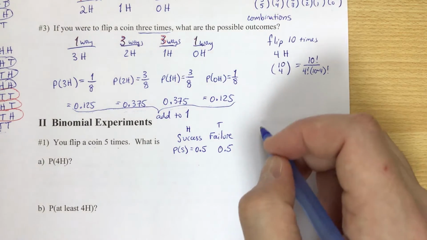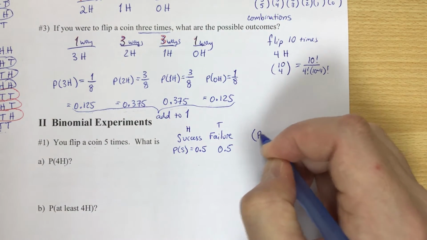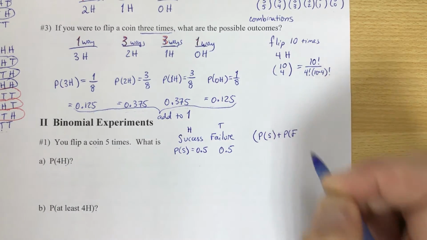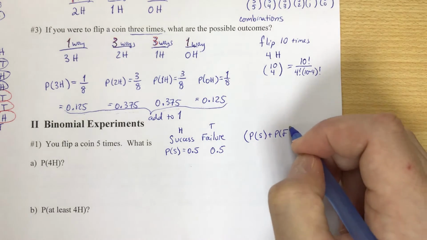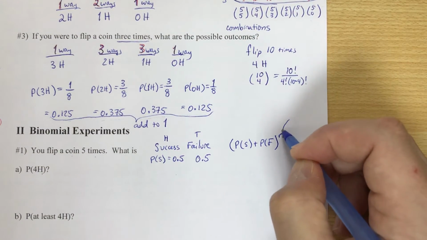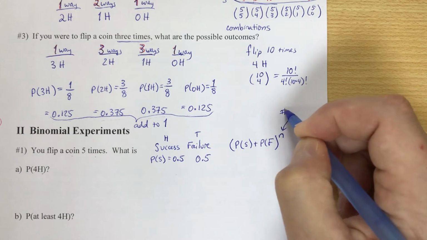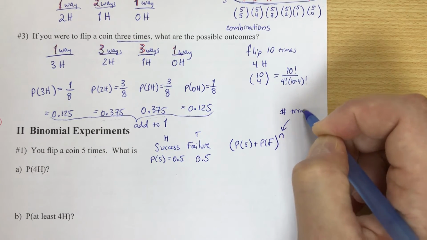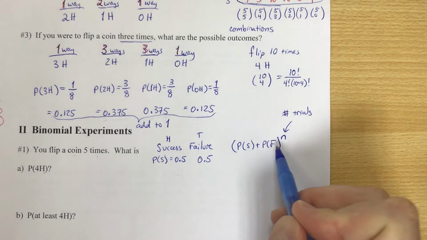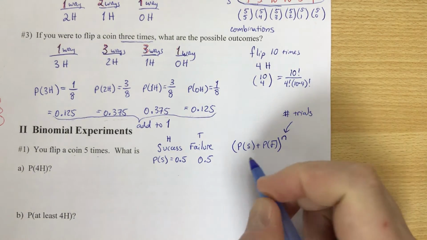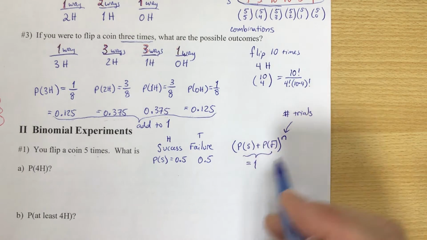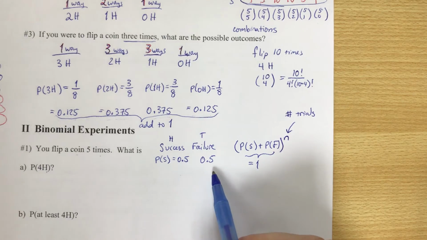One thing to know, I'm going to write this: the probability of success plus the probability of failure, raised to the n. N is the number of times or the number of trials that we are going to use. And in this case, the probability of success and failure has to add up to 1. And it does, because it's 0.5 plus 0.5.